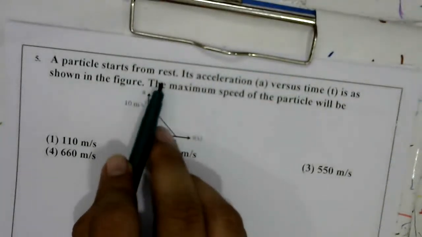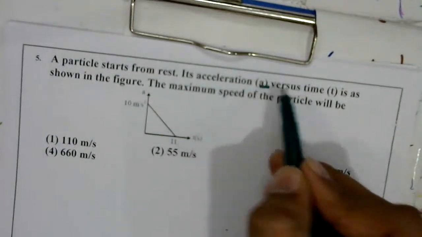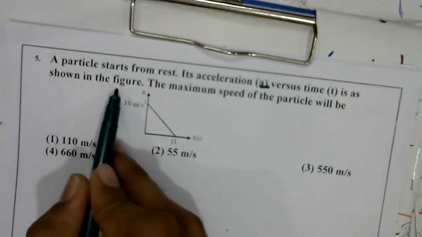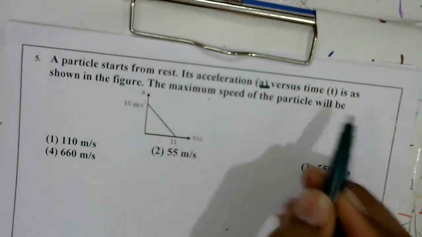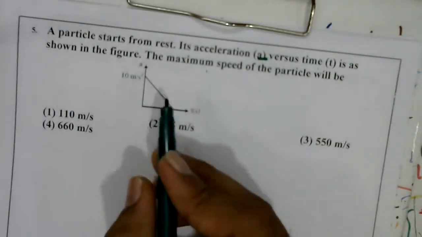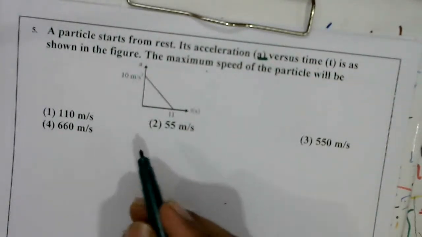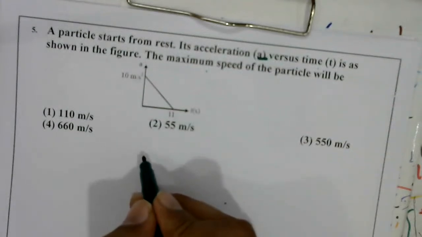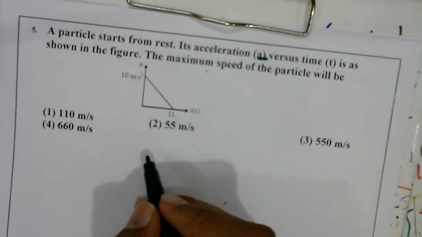A particle starts from rest, its acceleration versus time is shown in the figure. The maximum speed of the particle will be? You know that the area under the a-t graph gives velocity. So the area under the a-t graph gives the velocity.